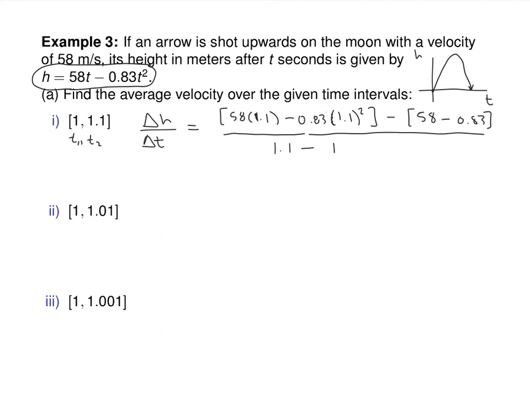You do this, and the estimate is 56.257. Oh, and what would its units be? So time is in seconds. What's height measured in? Meters. So this is meters per second. So at that moment, the arrow's going upwards.